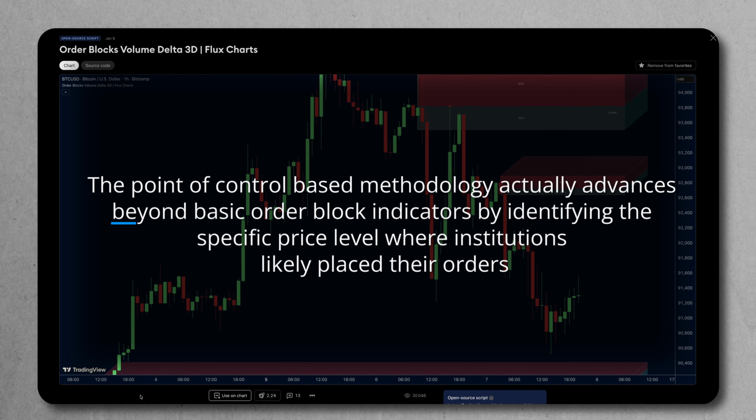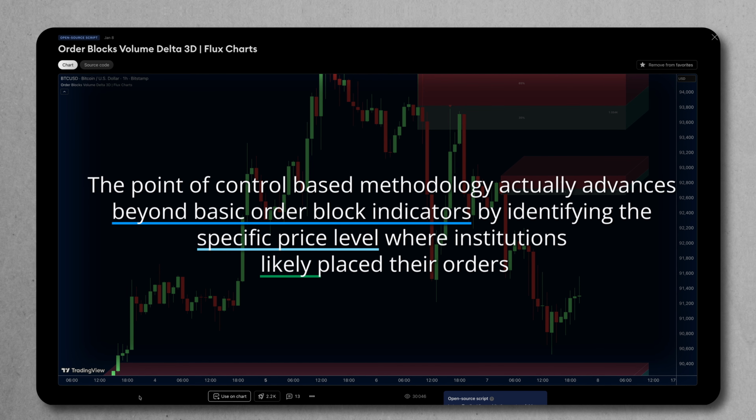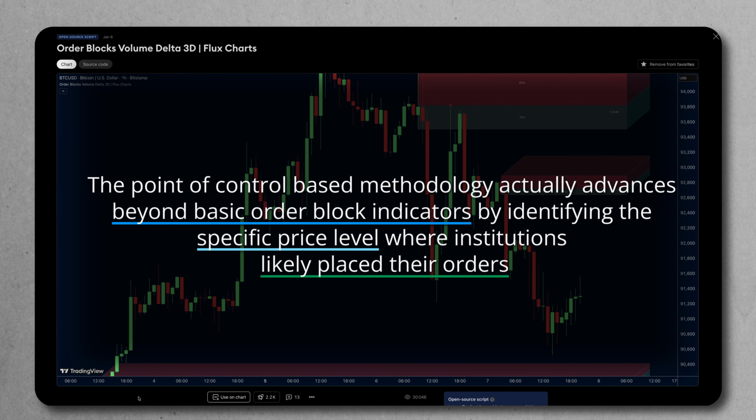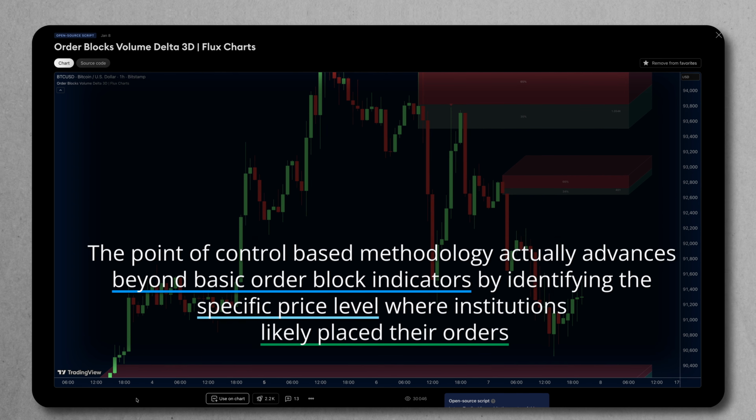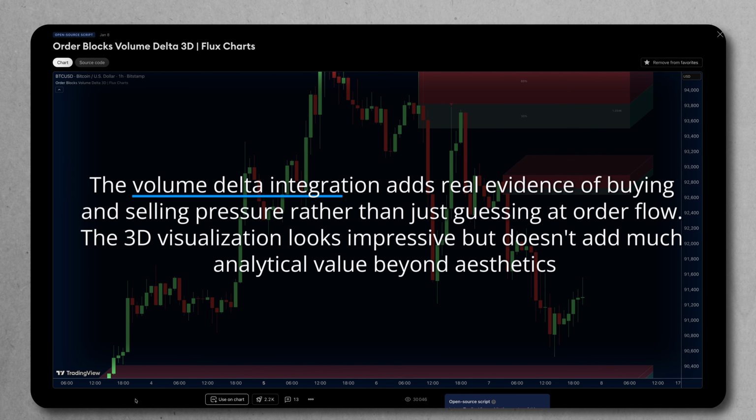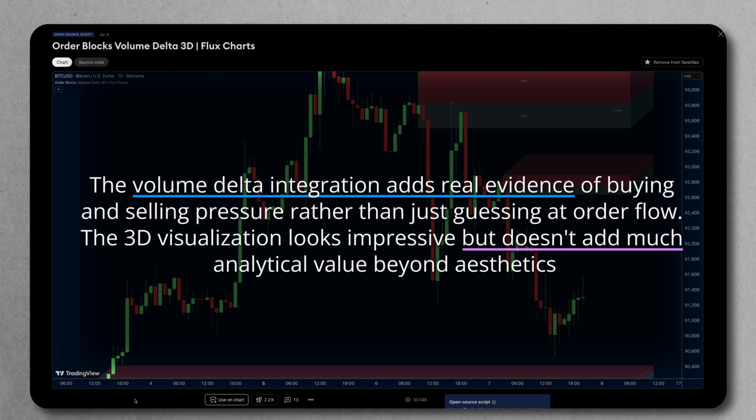The point of control-based methodology actually advances beyond basic order block indicators by identifying the specific price level where institutions likely place their orders. The volume delta integration adds real evidence of buying and selling pressure rather than just guessing at order flow. The 3D visualization looks impressive, but doesn't add much analytical value beyond aesthetics.